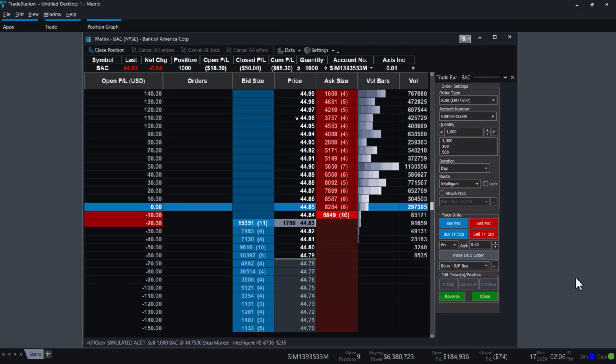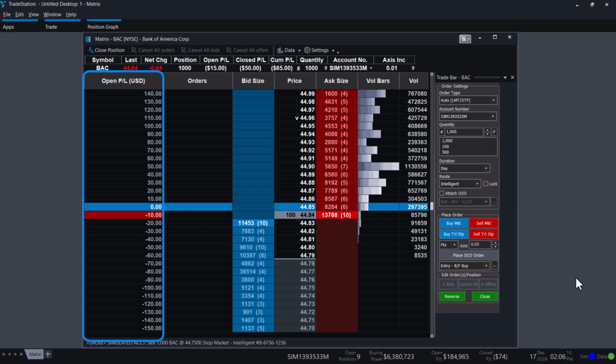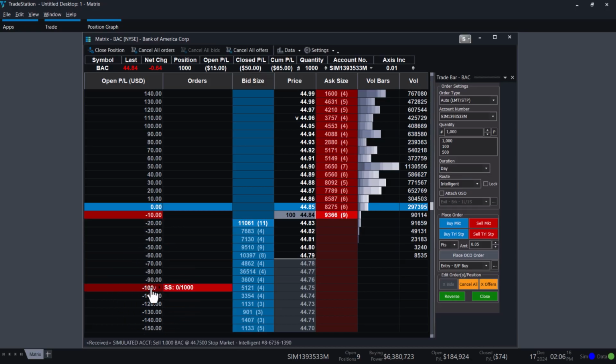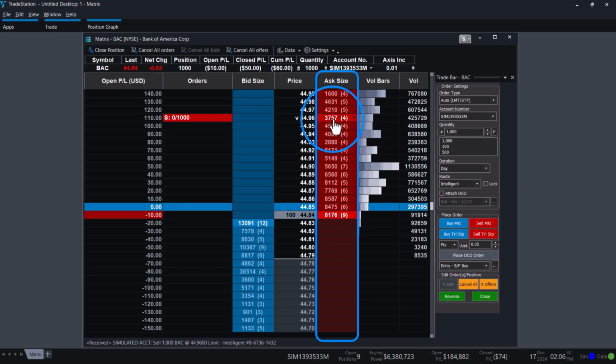For instance, if a trader wants to limit potential losses to a specific amount, they can use the profit and loss column in the matrix as a guide to place a stop order at that level. By hovering over the chosen loss amount and clicking to place the stop order, the risk is managed proactively. Adjustments are made by dragging the stop order to a new price or canceling it with a single click if needed.